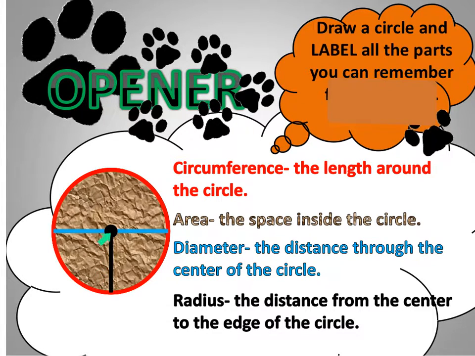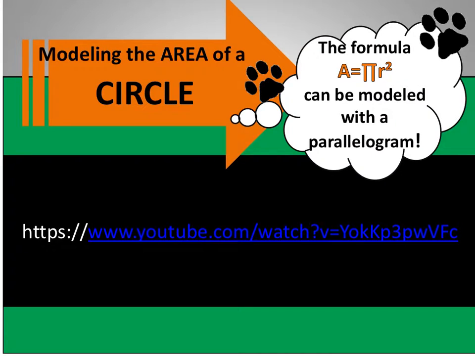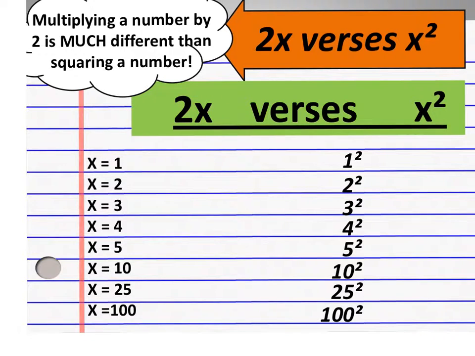The radius times 2 will get you the diameter. The diameter divided by 2, which you will have to use today, is the radius. All right, so before you can begin actually calculating circumference and area together, you have to know the difference between multiplying something by 2 and squaring it.